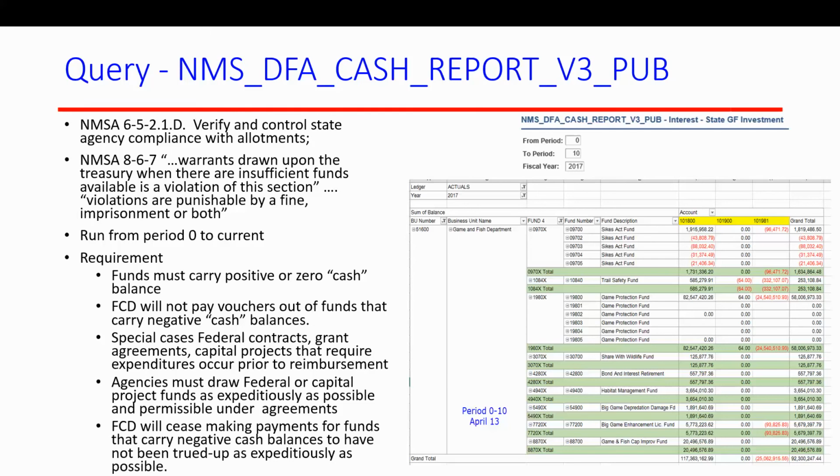DFA has been charged with verifying that agencies are in compliance with allotment requirements. Specifically, what that means is that you do not spend more than what you're allotted on a monthly basis. This assumes that you are an allotment entity. Additionally, DFA has a requirement that warrants drawn upon the Treasury should never be drawn on the Treasury if there are insufficient funds available to cover that warrant. Their violations are punishable by a fine and imprisonment or both.